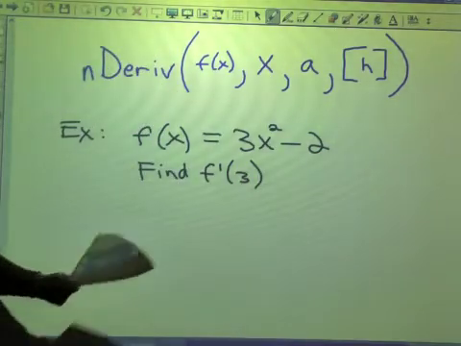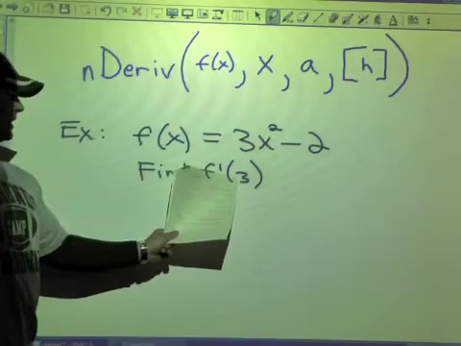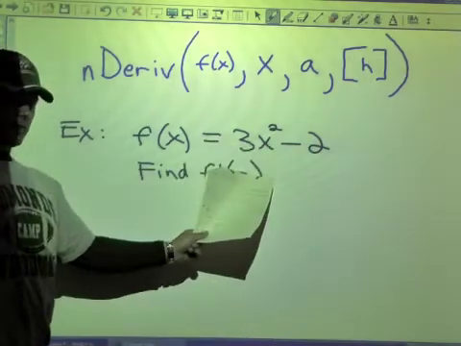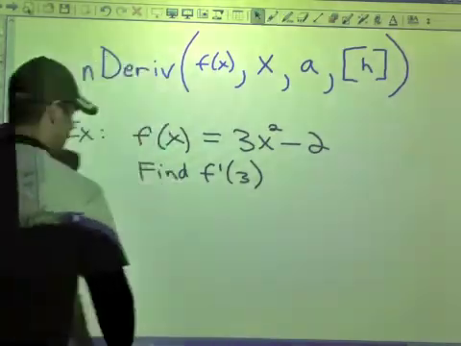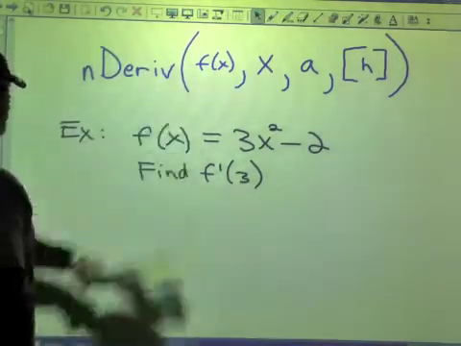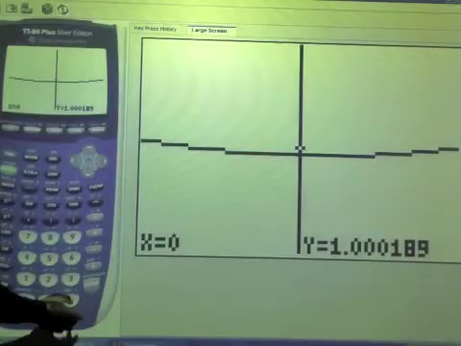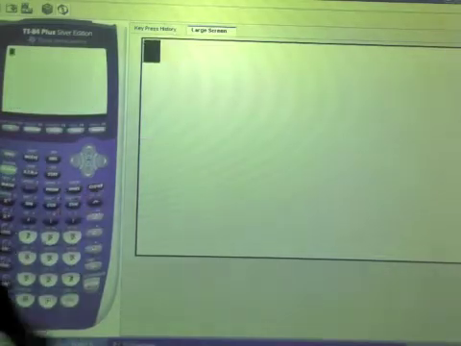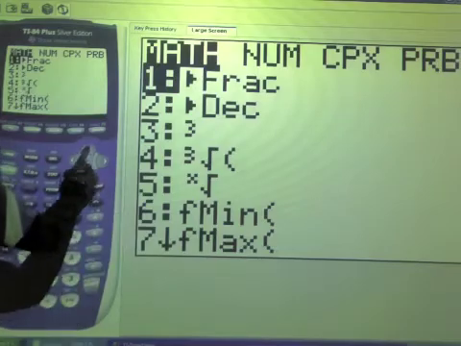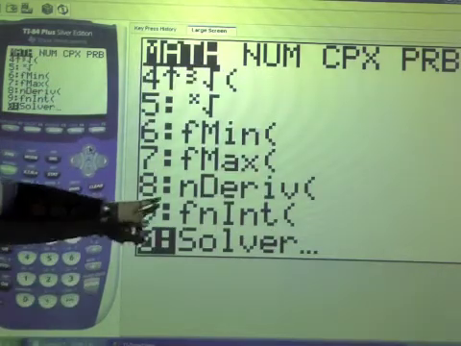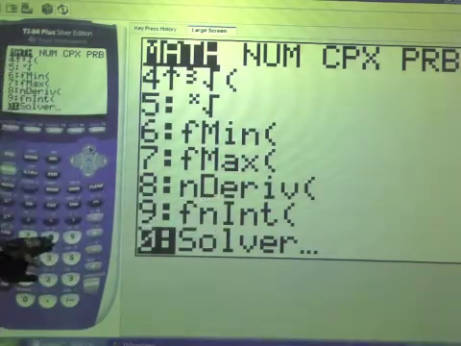Okay? So what we could do is we could pick a point slightly above 3 and slightly below 3, find the slope between those 2 points, and that estimates the derivative. Better yet, let's go ahead and use the calculator and the nderiv command. So here's how it works. From the home screen, you go to Math, and it's option 8, which is just off the screen. So there it is, nderiv.